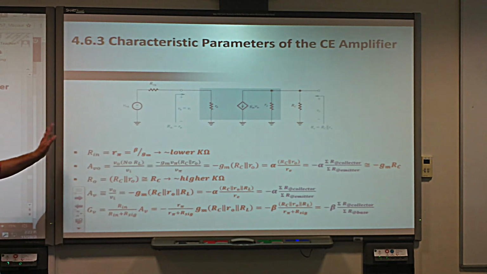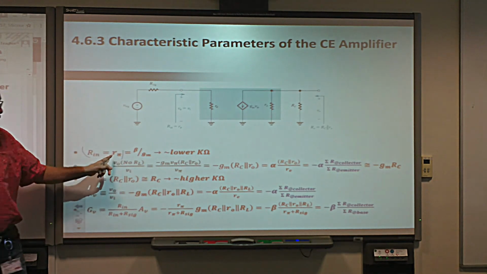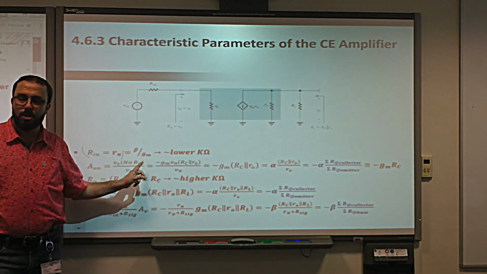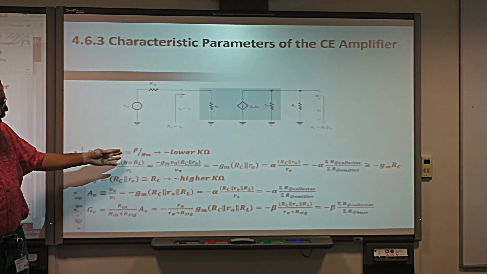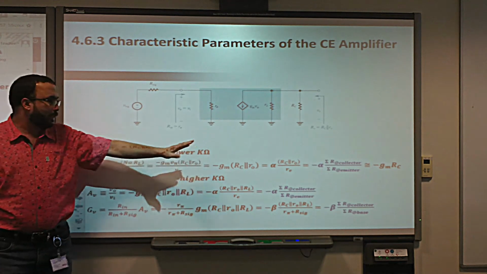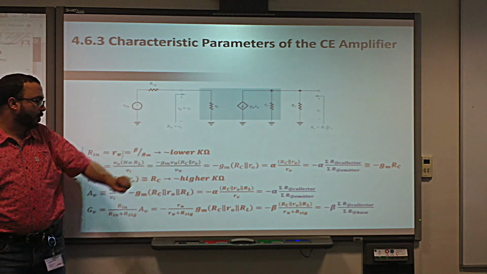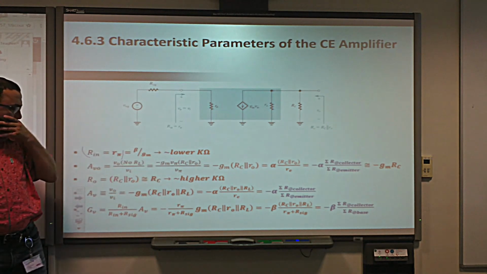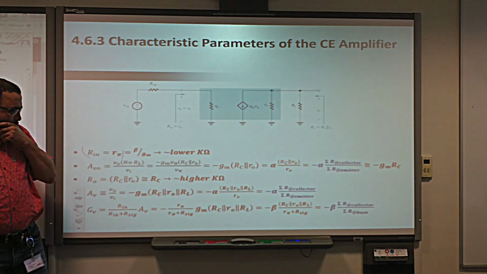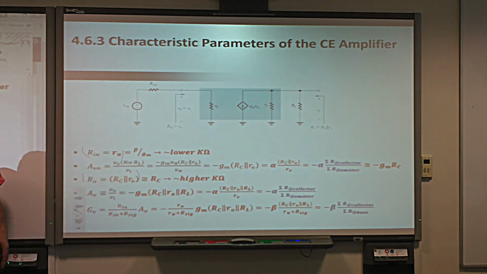All right. We'll get to other stuff. So Rin is R pi, as we said just now, and R pi, we know it is beta over gm. Very good. And in terms of value, it's actually in the lower kilo ohms. So it's in kilo ohms, but in the lower range. Okay? Very good. Now, this is Rin and this is Rout. It's already there, ro in parallel with RC.